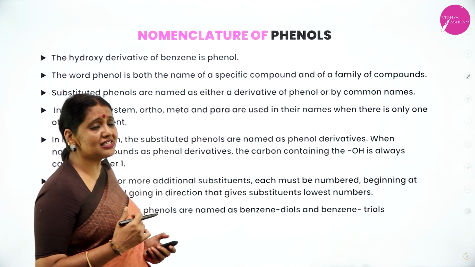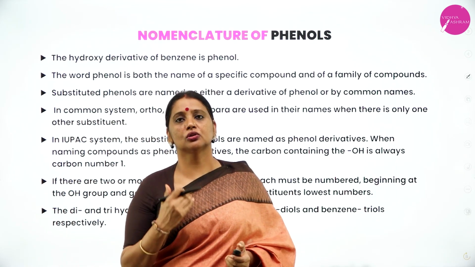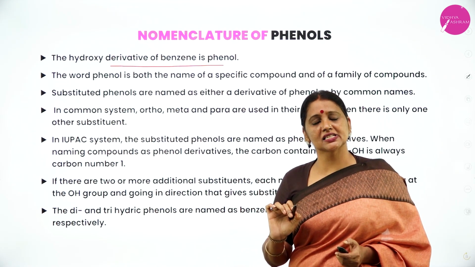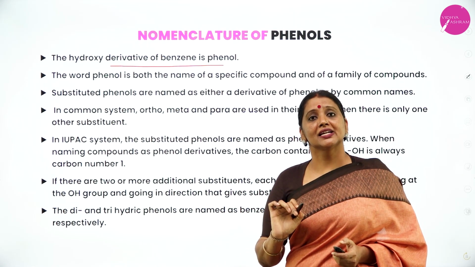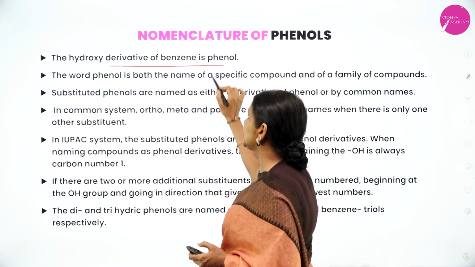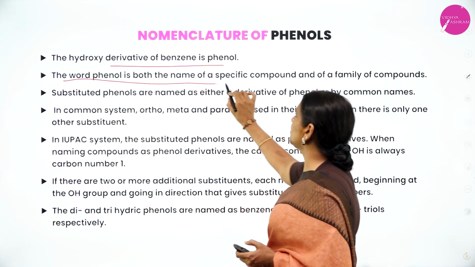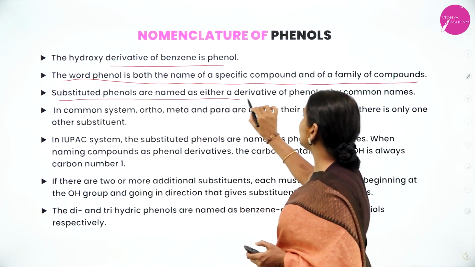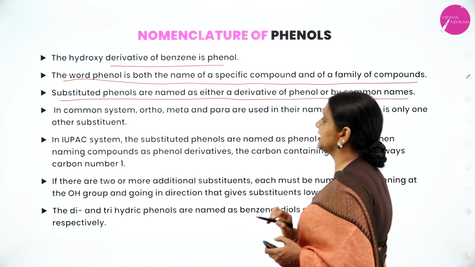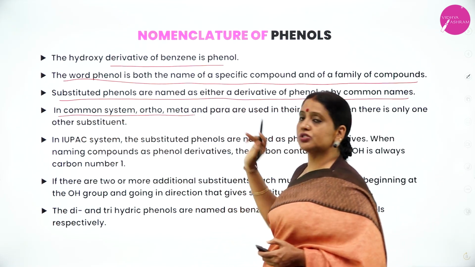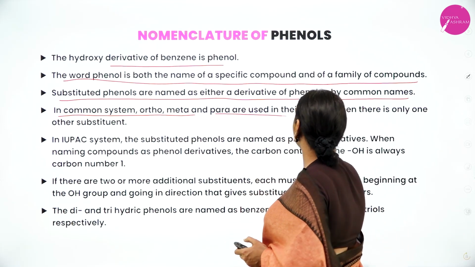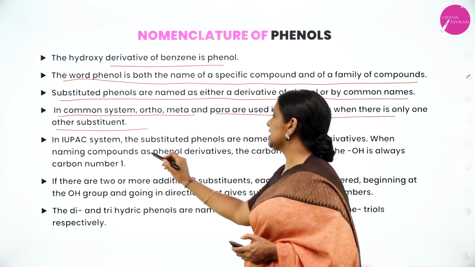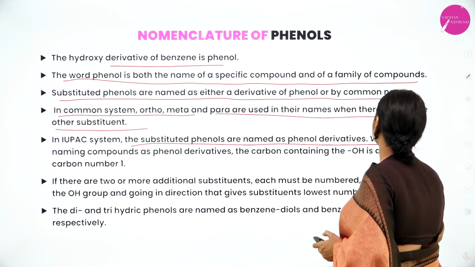So next we'll consider nomenclature of phenol. The hydroxy derivative of benzene is phenol. Already I discussed the definition for phenol. A hydroxy derivative of benzene is called phenol. The word phenol is both the name of a specific compound and of a family of compounds. Substituted phenols are named either as a derivative of phenol or by common names. In the common system, we use the terms ortho, meta as well as para in the name when there is only one other substituent. In the IUPAC system, the substituted phenols are named as phenol derivatives.